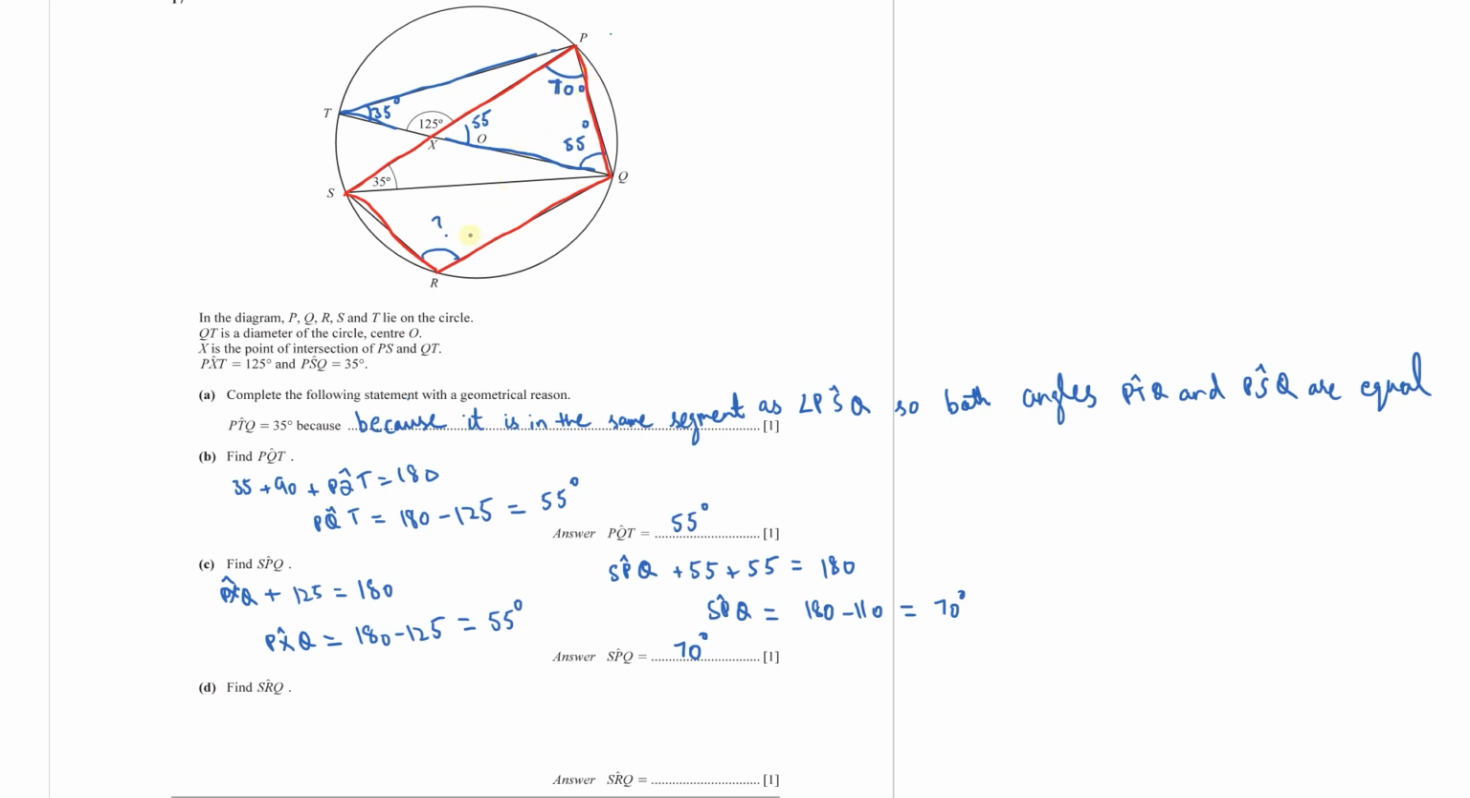So the sum of this plus this angle should be equal to 180 degrees. So SRQ plus 70 should equal 180 degrees. So your angle SRQ would be 180 minus 70, which is 110 degrees. So this would be 110 degrees.